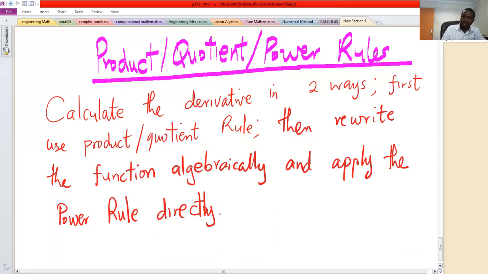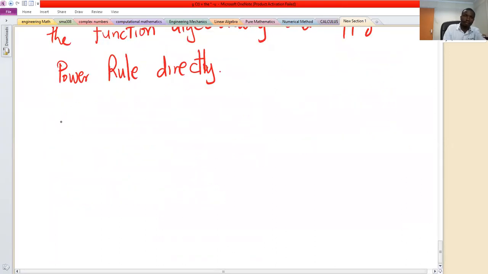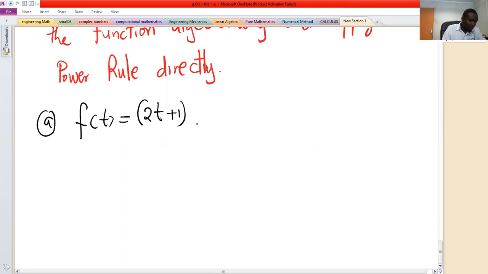So the first function, a, f of t is given by 2t plus 1 times t squared minus 2. So the structure of this function allows us now, the first method is to use product rule. So solution or method 1, product rule.